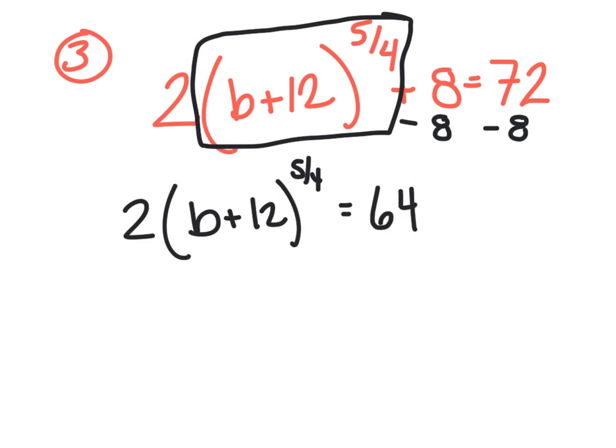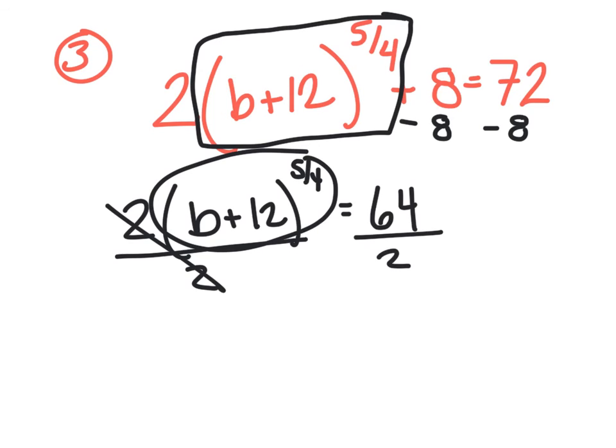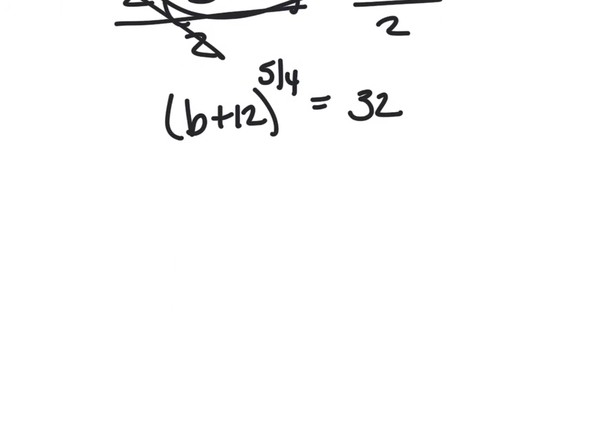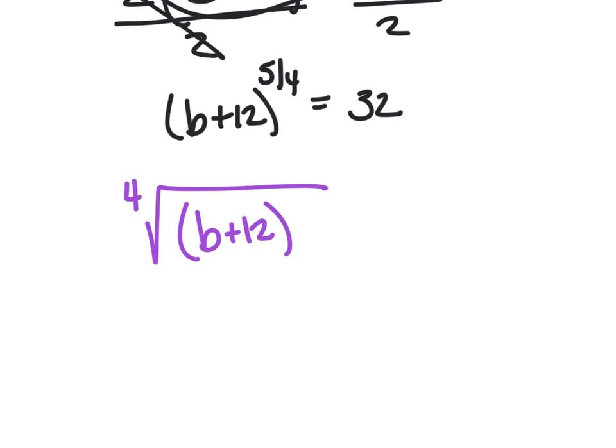What's it, 64. Divide both sides by 2. Okay, because again, my goal is to get this term by itself. So I have the quantity b plus 12 to the 5/4 equals 32. All right, I'm going to rewrite this as the 4th root. Now here's where you have to be real careful. It's that quantity b plus 12 all raised to the 5th. Don't lose those parentheses, otherwise we're going to screw this up big time. Remember, that whole inside gets raised to the 5th.